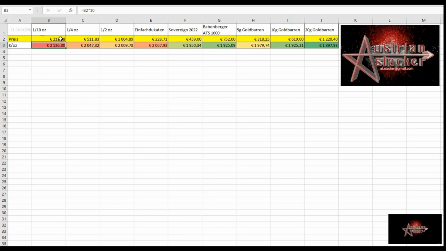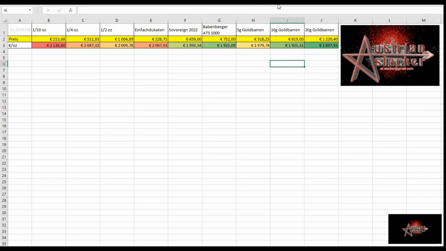In that case the formula is very easy, because for a tenth ounce you just need to multiply it by 10 and then you have the price for a full ounce. It's a bit more difficult if, for example, you have a sovereign, because a sovereign has 7.32 grams. So I put in the price here and then this is automatically calculated: it's divided by 7.32 grams to get the price per gram, because this is the weight of a sovereign, and then it's multiplied with 31.1034768. This is the conversion rate between grams and ounces. One ounce actually has 31 point something grams, and so it automatically calculates the price per ounce.